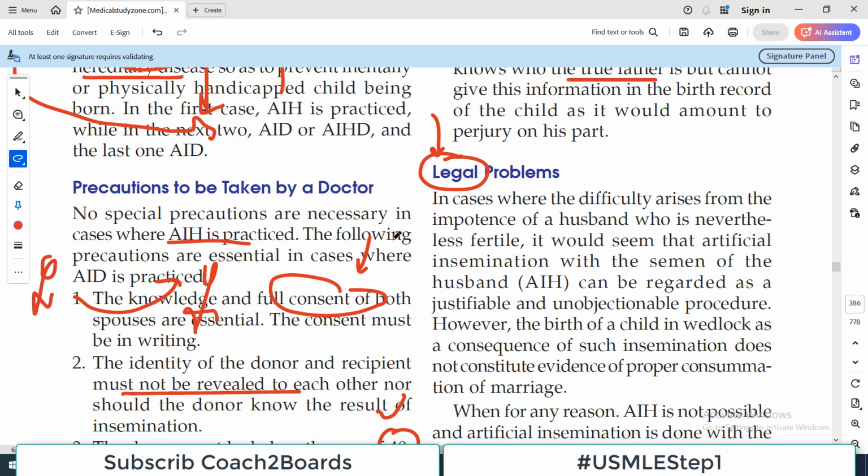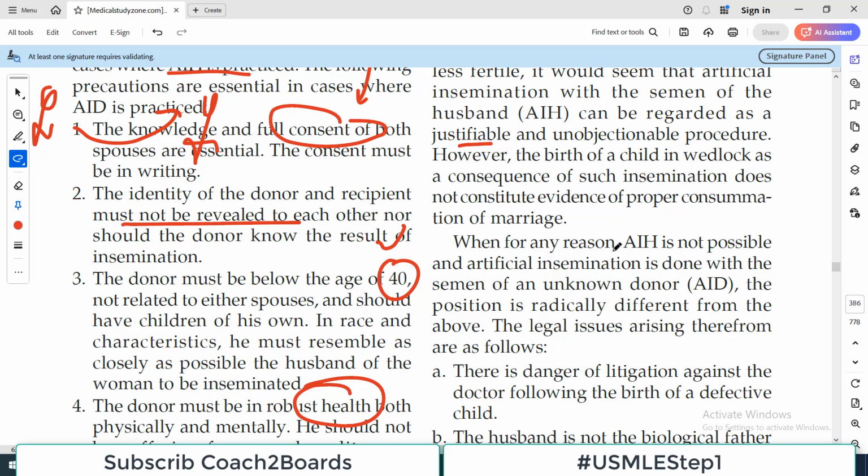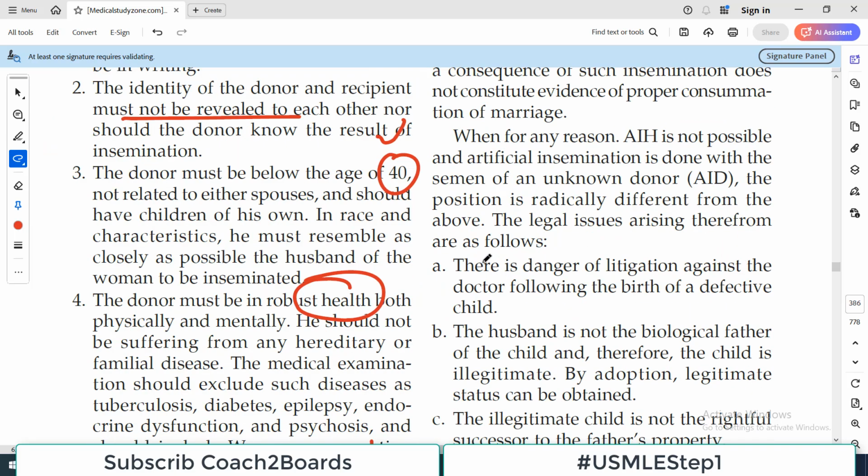In case where the difficulty arises from impotence of a husband who is nevertheless fertile, it would seem that artificial insemination with the semen of the husband can be regarded as justifiable. That is, if the male is impotent but fertile, his own sperm should be used; this is the safe side, right? When for any reason artificial insemination homologous is not possible, then obviously you take a sperm from somebody else, right? The legal issues arising therefrom can be as follows.